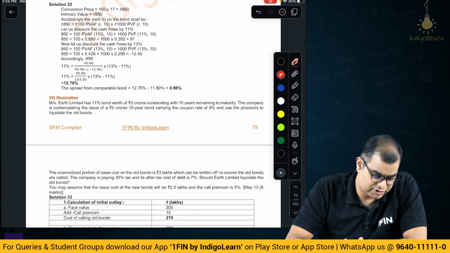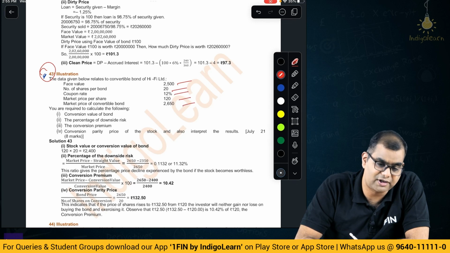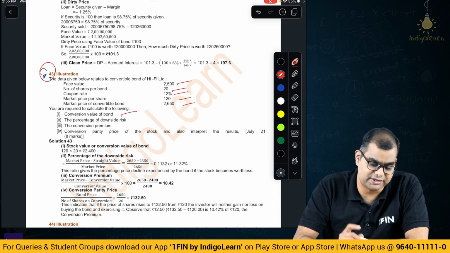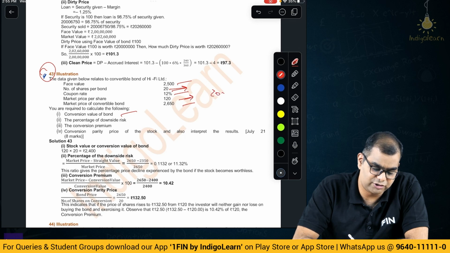Let us look at the next question. Again, very similar question. Face value is 2500, number of shares per bond is 20, coupon rate is 12%, market price is 120, market price of a convertible bond is 2650. What is conversion value? Conversion ratio into conversion price. What is conversion ratio? Number of shares per bond is 20 and market price per share is 120. So 20 into 120 is 2400.